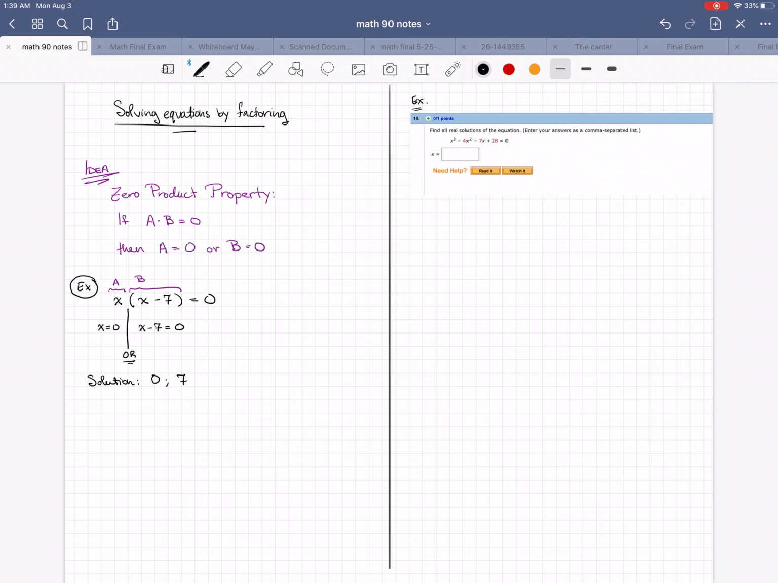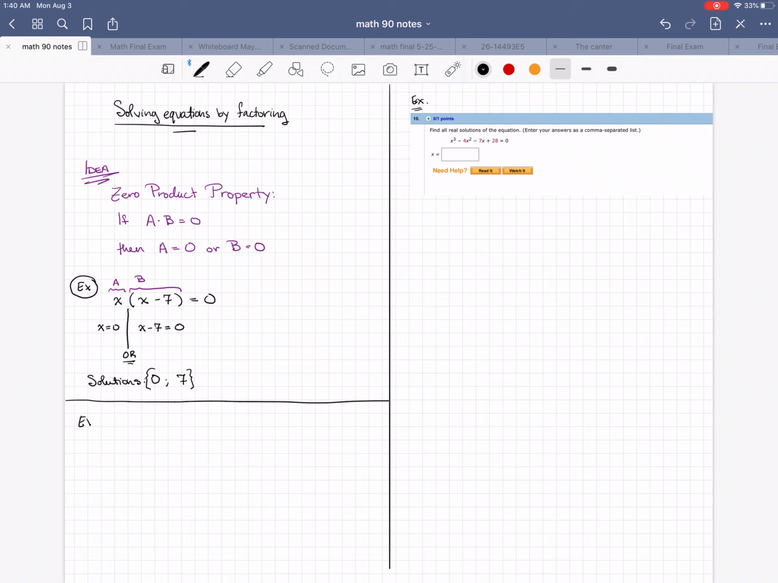So there's our solution, and really we should call it solutions, plural. And if you want, you can put it in little curly brackets like this. We use curly brackets when we have a collection of things that's finite and that we can list. Okay, so that's our first example.